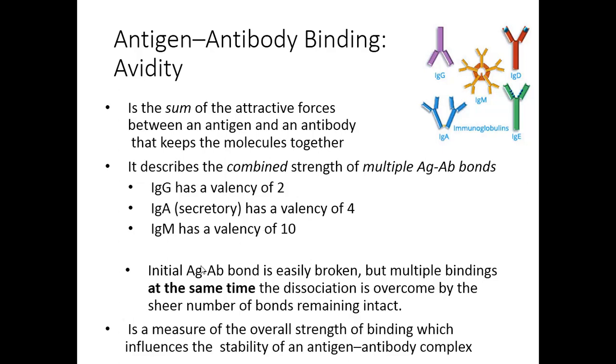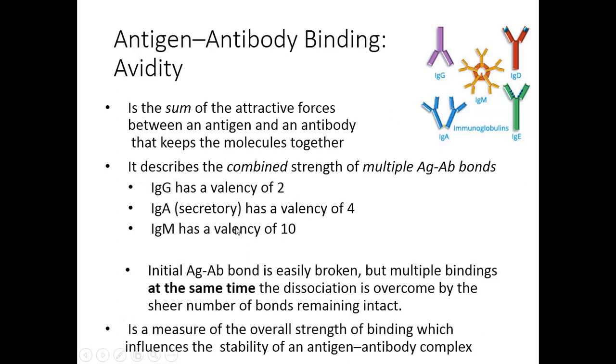As I said, once you get that initial bond, it's easily broken. But if we can have multiple bindings at the same time, it's much harder to rip it apart and to dissociate. So when we spoke about IgM having a poor or weaker affinity because it wasn't developing really specific Fab regions to an epitope, it hasn't developed that perfect lock and key fit with an IgM.